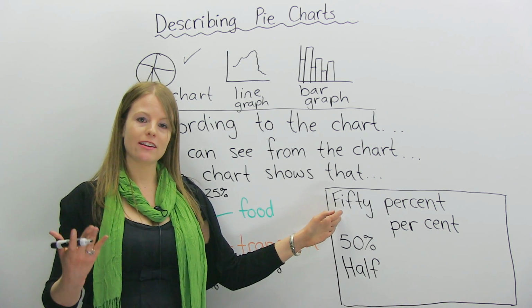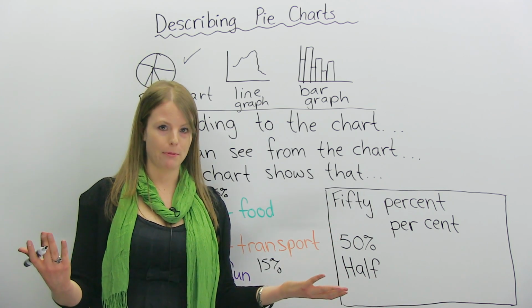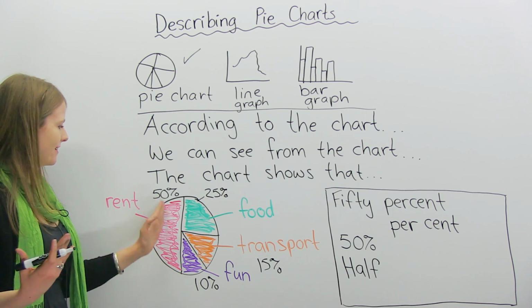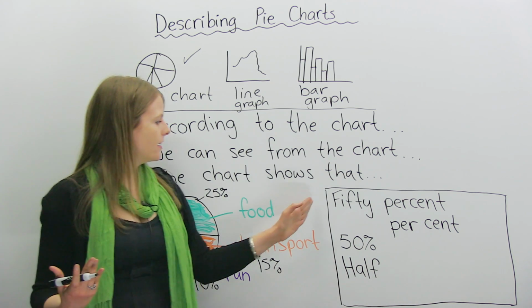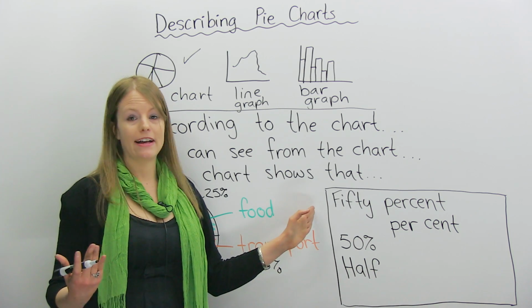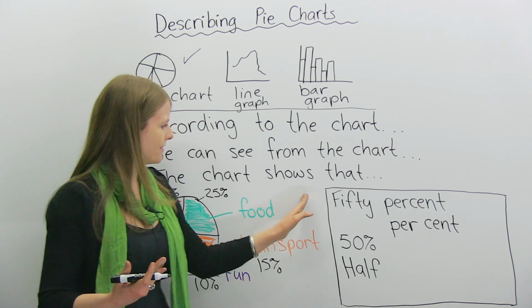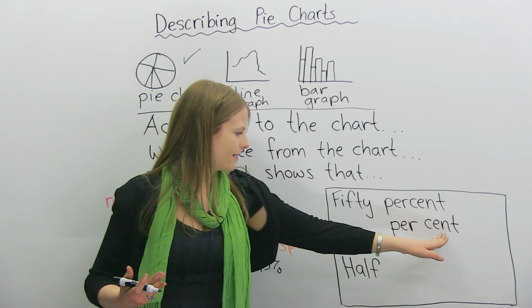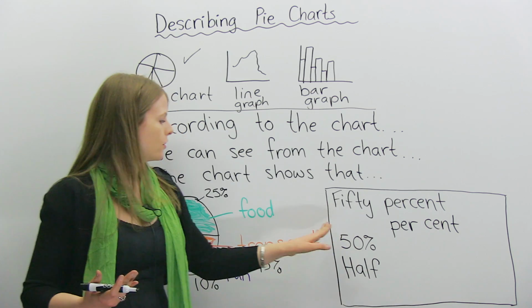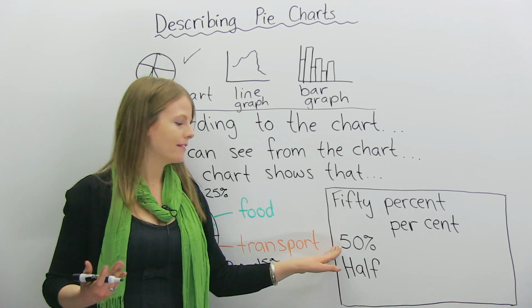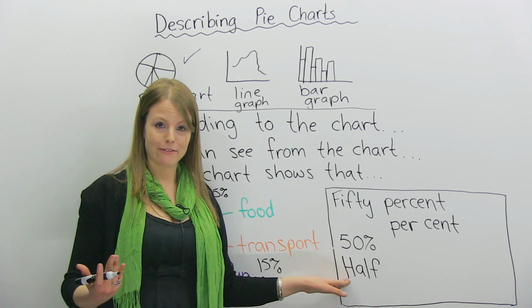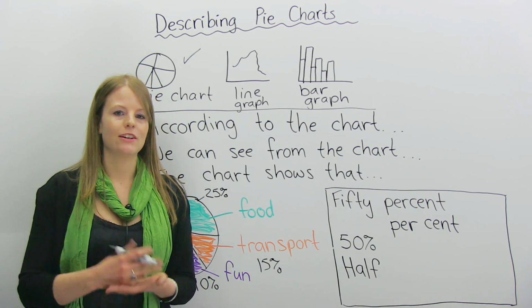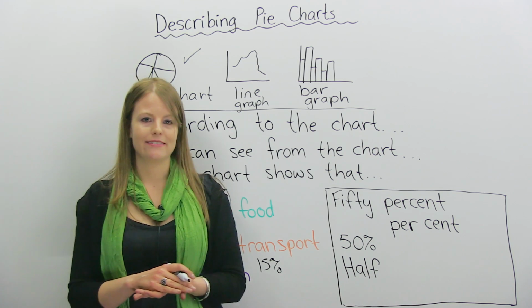Okay, so we're now going to talk a little bit about how we talk about percentages. I want you again to look at rent. We decided this is about 50%. So which of these three ways can I write this on the IELTS? Should I write it 50%? Should I write it 50 % with a space? Should I write it 50 percent as a number? Or should I write it as half? Because 50% is half the total. What do you think is the best way to write it?